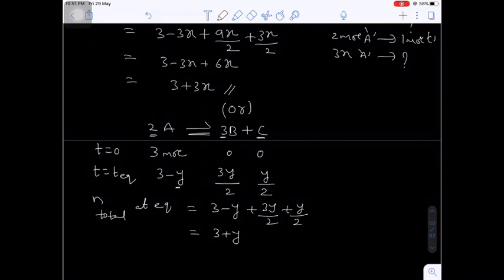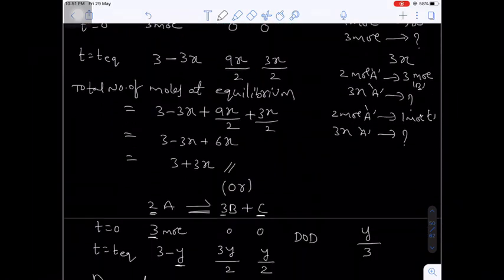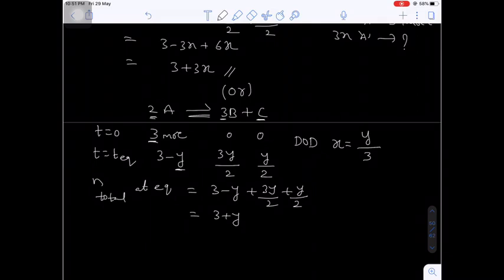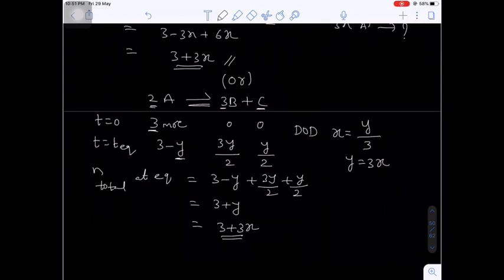Now how many moles dissociated? Y moles. How many moles are given to you? 3 moles. The number of moles dissociated divided by the total moles initially given is known as the degree of dissociation. Now in the question the degree of dissociation is given as X. So shall I write Y by 3 equal to X? So Y is equal to 3X. So the answer is 3 plus 3X. This is the second method; here also we have 3 plus 3X.